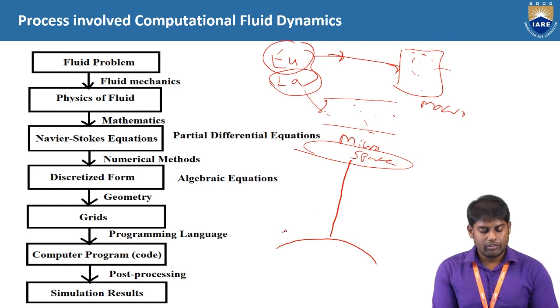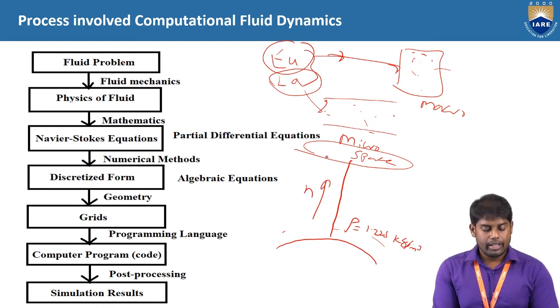So here, this is the surface of the earth. The density of the air here is 1.225 kg per meter cube. But as you increase the height, the density of the air will decrease.